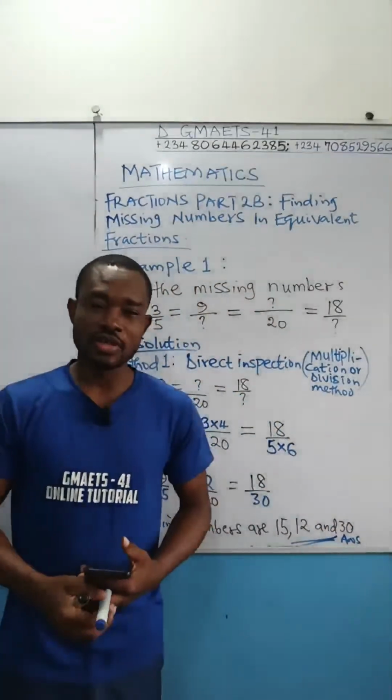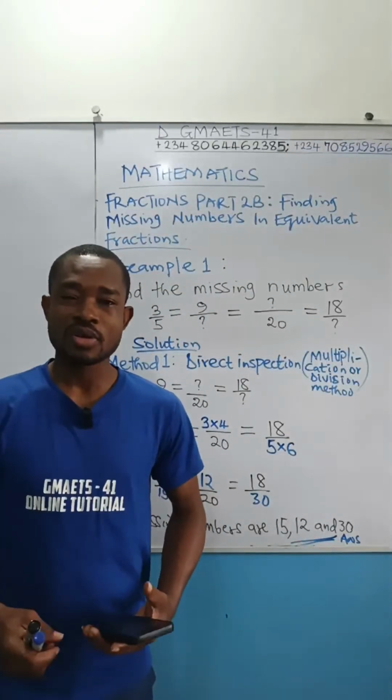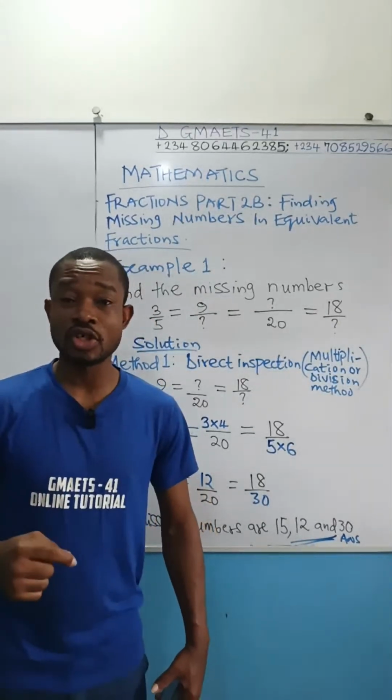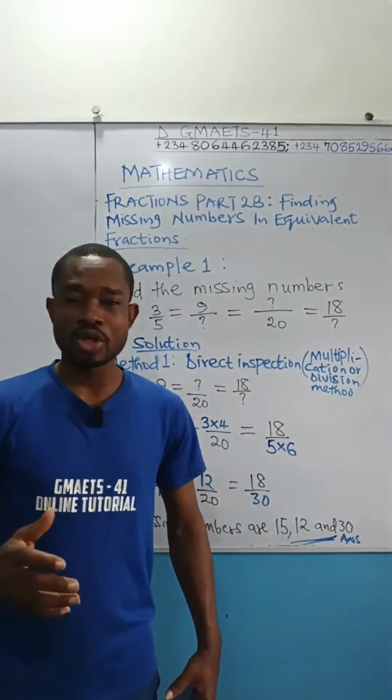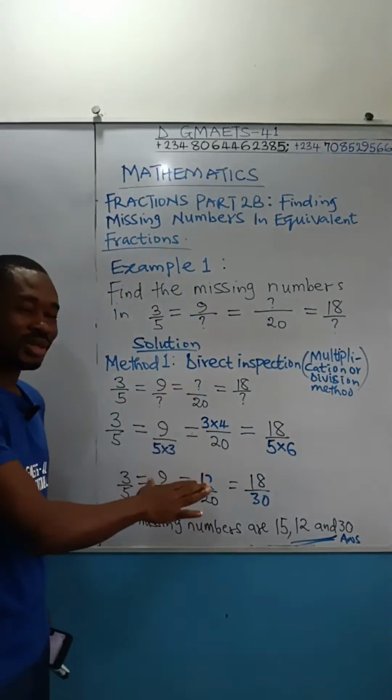We are going to solve this same question using method 2. Method 2 is cross multiplication and dividing both sides by the coefficient of the unknown using simple equation method. Okay? This one is very simple, nothing is there.